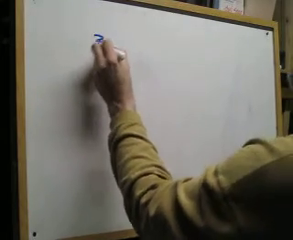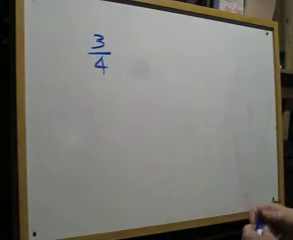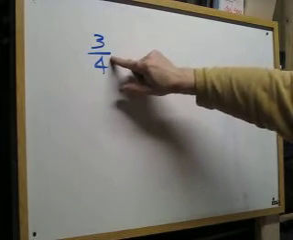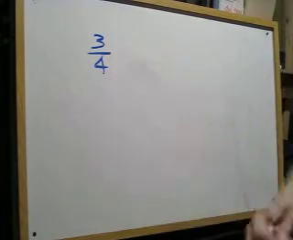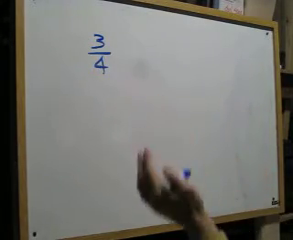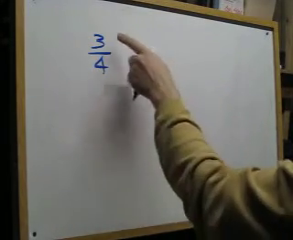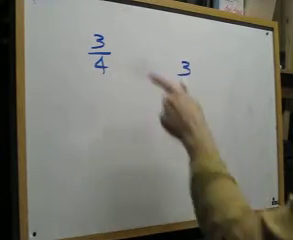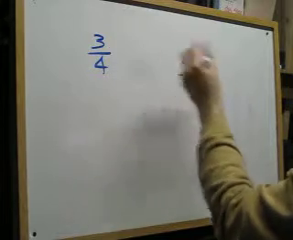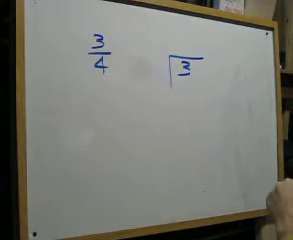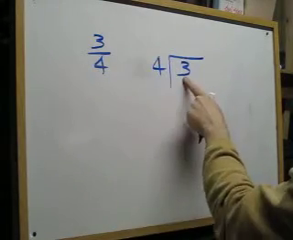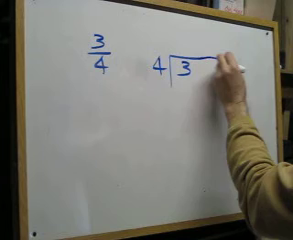Example A says write 3/4 as a decimal. So we have 3/4, and if you remember, any fraction actually means a division. This line is a division sign, so it says 3 divided by 4. If you want to change this to a decimal, you have to do 3 divided by 4. So the way you do that is you write the number 3, because that's the first thing that came out of my mouth, divided by 4. Because 3 is smaller than 4, 4 does not divide into it evenly.